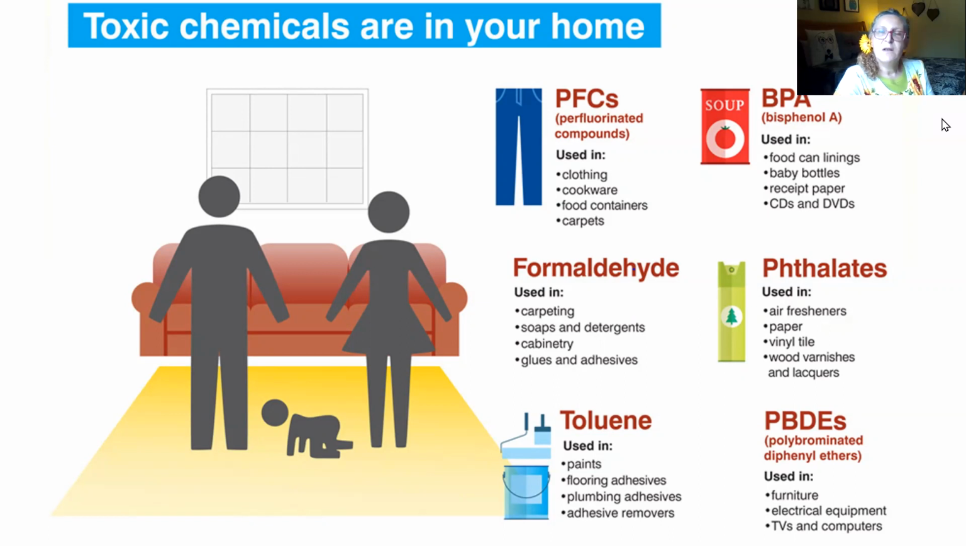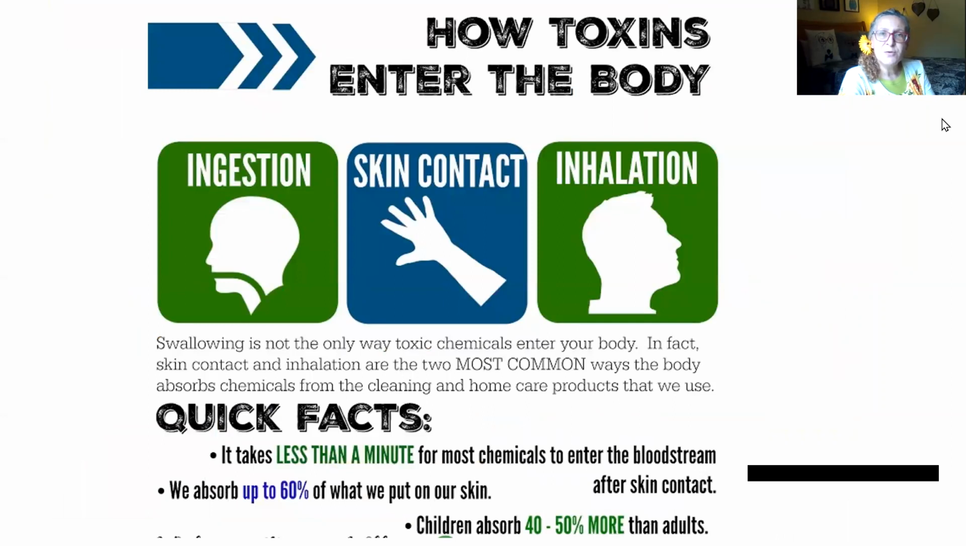I mean, we are literally bombarded with these toxic chemicals every single day. And we think that our homes are nice and safe and secure, and we put locks, and we're safe from violence and things like that. We might be, but are we really safe when you consider all of these chemicals that we're around every single day? Now, how do toxins enter the body?